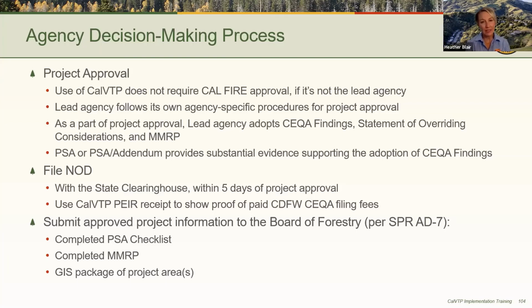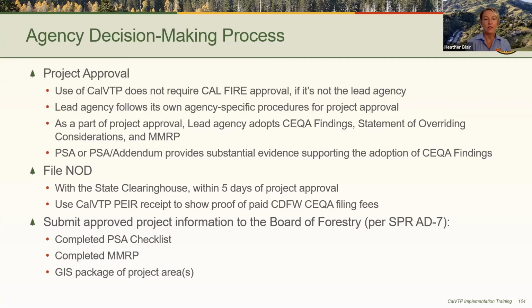So the MMRP and findings and the statement of overriding considerations need to be adopted pursuant to CEQA. However, the PSA does not require formal adoption. But if an addendum is prepared, if it's a PSA addendum, then that does need to be adopted. And within 5 days of project approval, you must file a notice of determination, or NOD, with the State Clearinghouse and possibly with the county clerk of the county within which your project is located if you are a local agency.